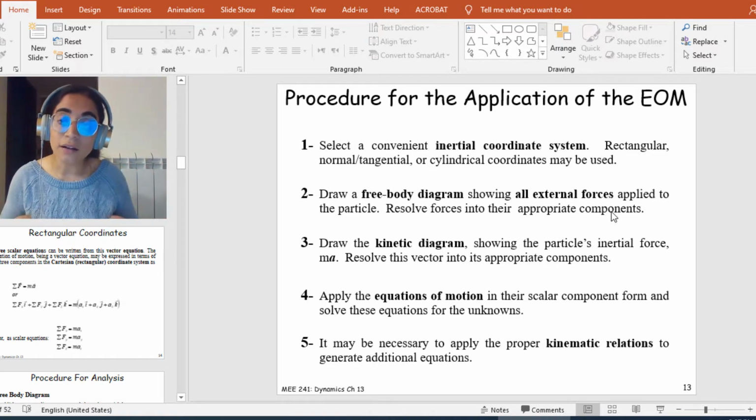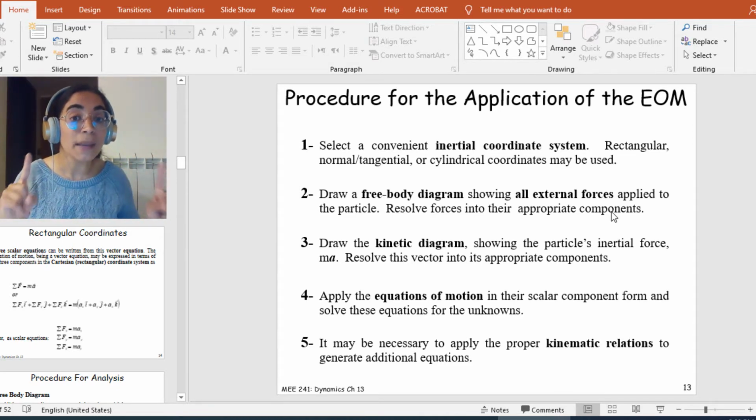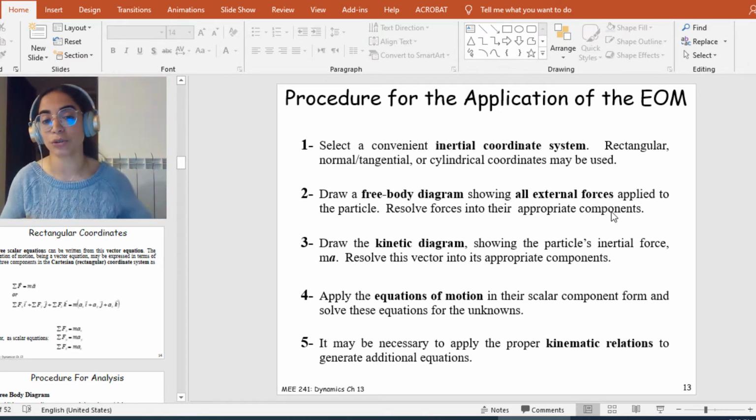Alright? And then I'm going to apply the equations of motion in their scalar components, like sum of Fx is equal to max, sum of Fy is equal to may, sum of Fz is equal to maz in rectangular components, or sum of Ft is equal to mat, sum of Fn is equal to man, and so on. And of course, it may sometimes be necessary to apply the proper kinematic relations to generate additional equations.